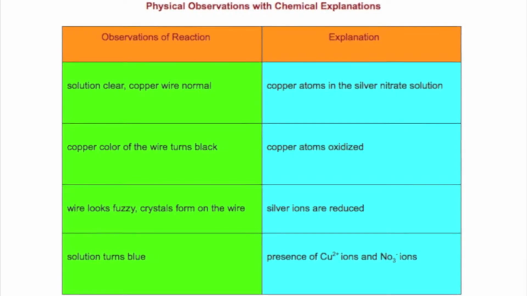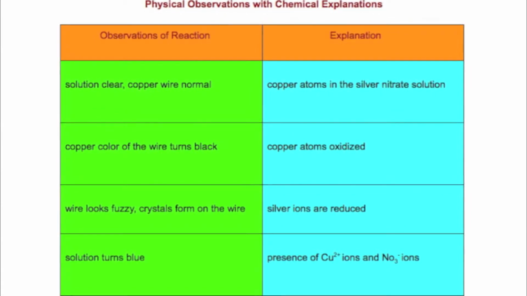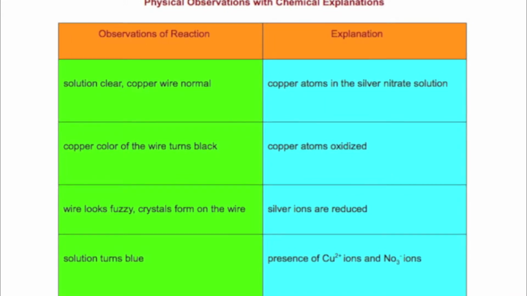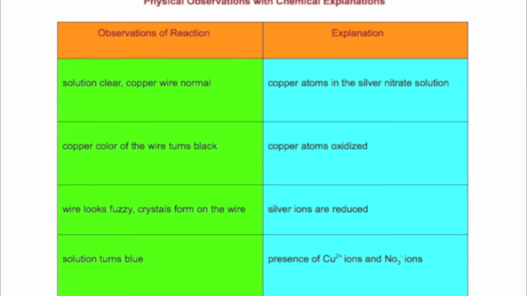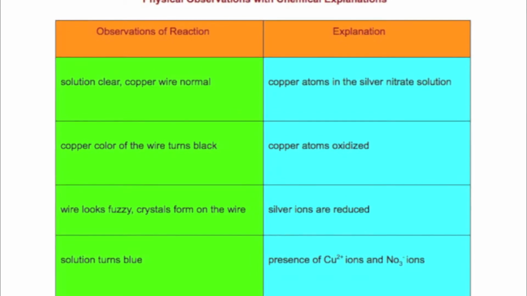These are the physical observations with chemical explanations. First, the solution appeared clear and the copper wire looked normal. This was because the copper atoms in the silver nitrate solution had just been submerged. Then, the copper color of the wire turned black. This was because the copper atoms had oxidized.